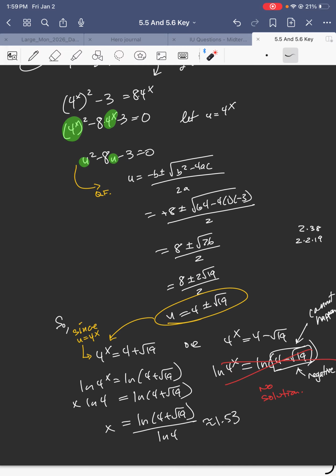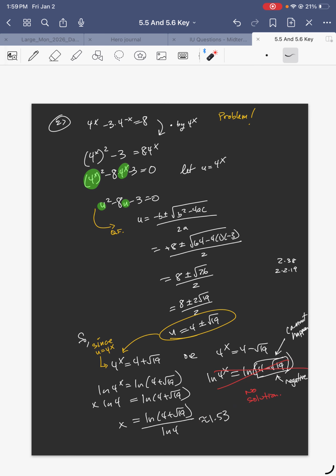Okay. But notice it was either a plus or a minus, so I have to do the same thing with a minus, get a natural log, but 4 minus the square root of 19 is going to be negative because the square root of 16 is 4, so that's not going to work. So this is the only answer.